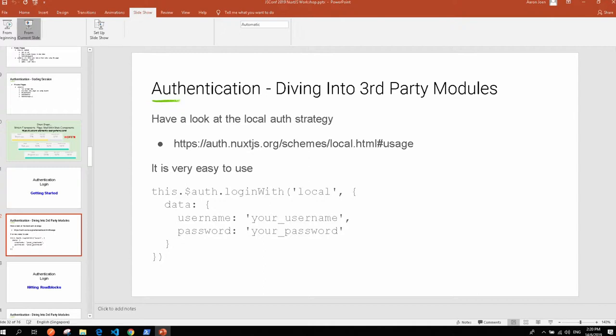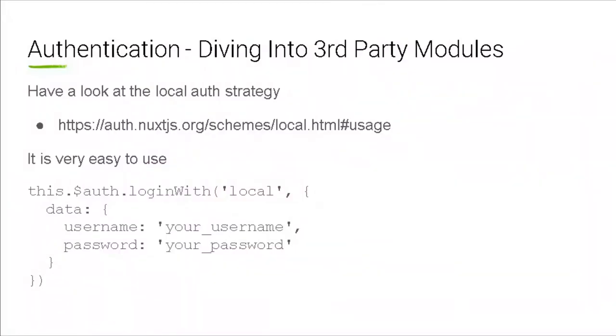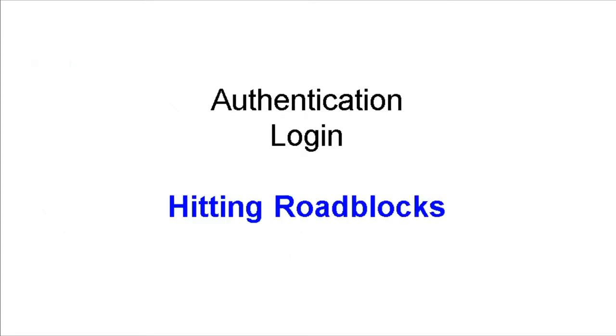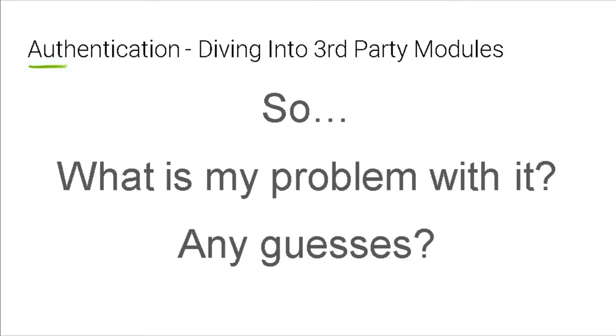I think we can start again. Now we're going to the fun part. If you look at the documentation for authentication for Nuxt, it's very easy, because all you need to do is call this login with function and specify the strategy. There are two: local and OAuth2. With OAuth2 you can do GitHub, Google, whatever. We can do username and password very easily. Next slide. Now we hit a roadblock.